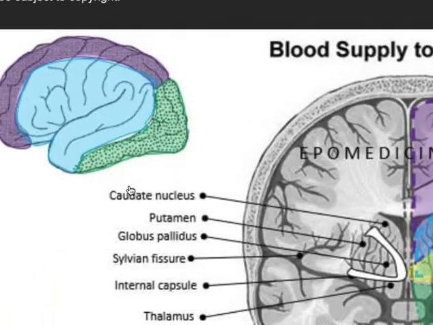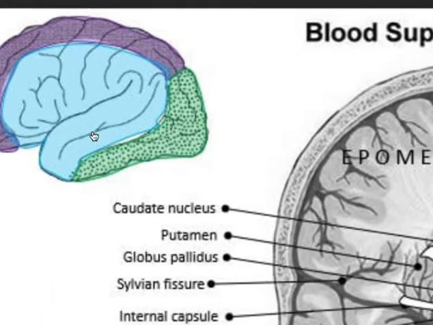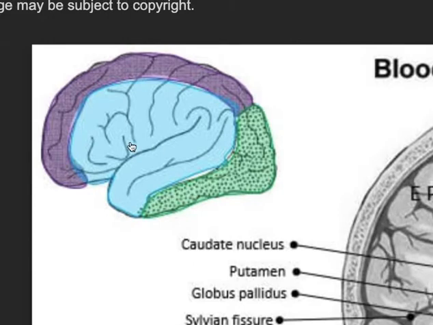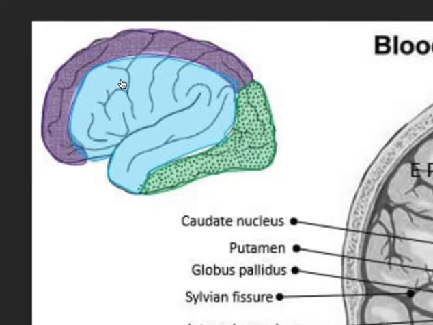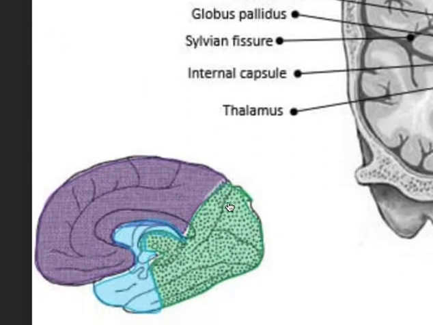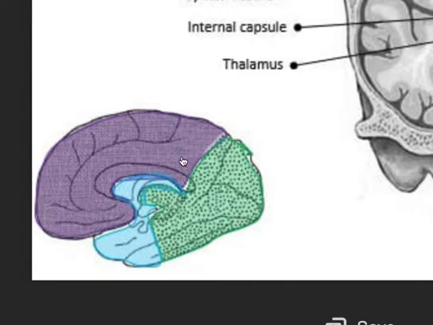Now see, this is the lateral part of the brain they are showing here. So you can see, when we see the lateral part of the brain, this is MCA area, middle cerebral artery. This one is ACA area, anterior cerebral artery. And this one is posterior cerebral artery area, right? And when we see it from the medial side of the cortex, this is anterior cerebral artery area, this is posterior cerebral artery area, this is middle cerebral artery area.